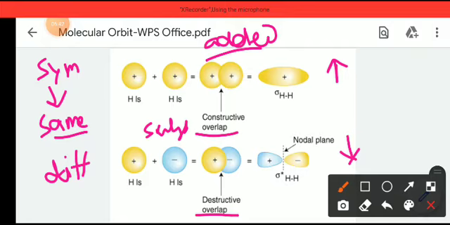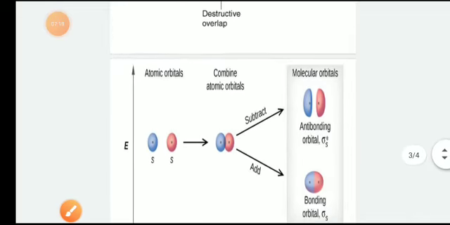When symmetry is the same, the overlap region will be greater, and this phenomenon is called constructive overlap. But when the symmetry is different, the overlap region gets lesser because of the subtractive overlap. The atomic orbitals don't get added up, they are subtracted from one another, and that is why the overlap region gets lesser. This phenomenon is known as destructive overlap. Okay, so let's move to the next slide.